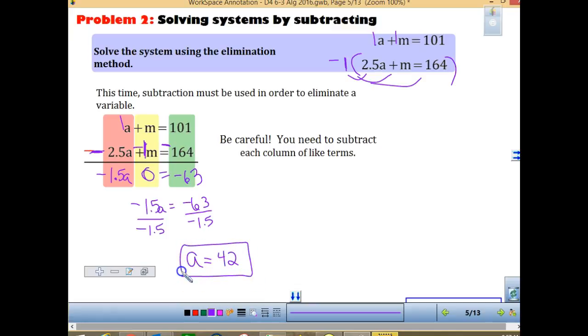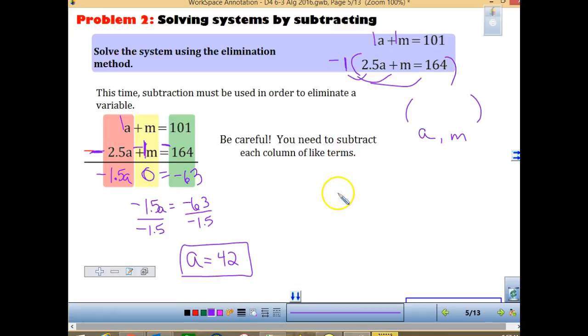So someone said, how do we list our answers when there's not x and y and it's a and m? Usually, anytime you're doing an ordered pair, you can always put them in alphabetic order, so it'd be a comma m. But now we still got to find m. Which equation's easier to find m, the first or second? The first one. So go to the first one.